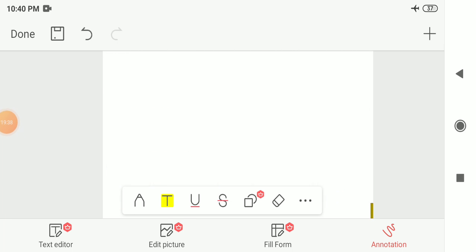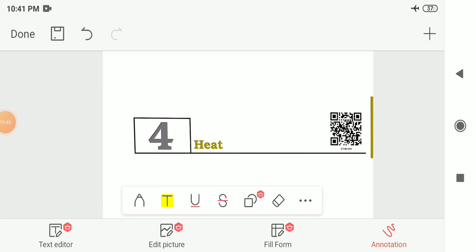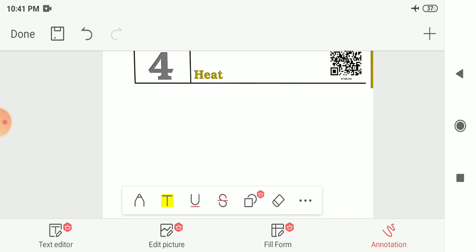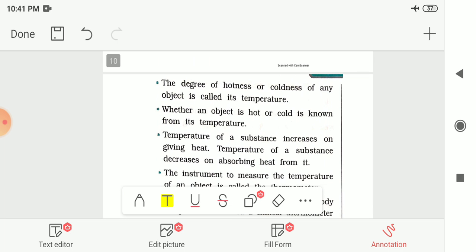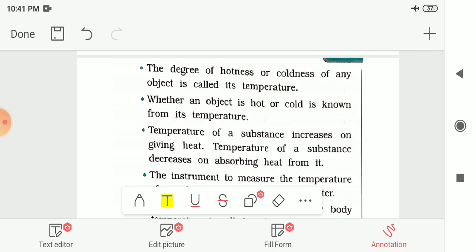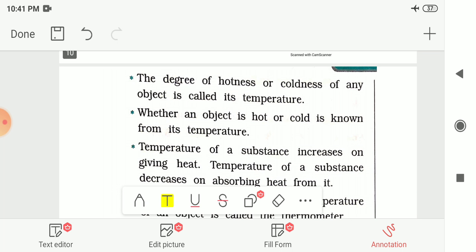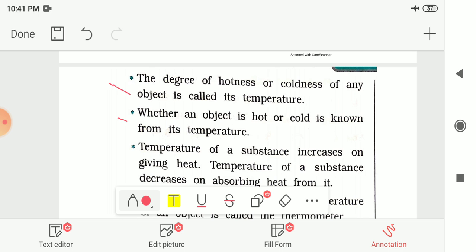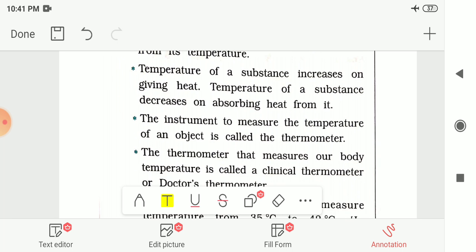Our next chapter is chapter number 4. The name is heat. So now let me see the summary or the points to remember in this chapter. In this chapter we had seen that the degree of hotness or coldness of any object is called its temperature. And whether any object is hot or cold is known by its temperature. Then we had seen how we can increase or decrease the temperature of any substance.